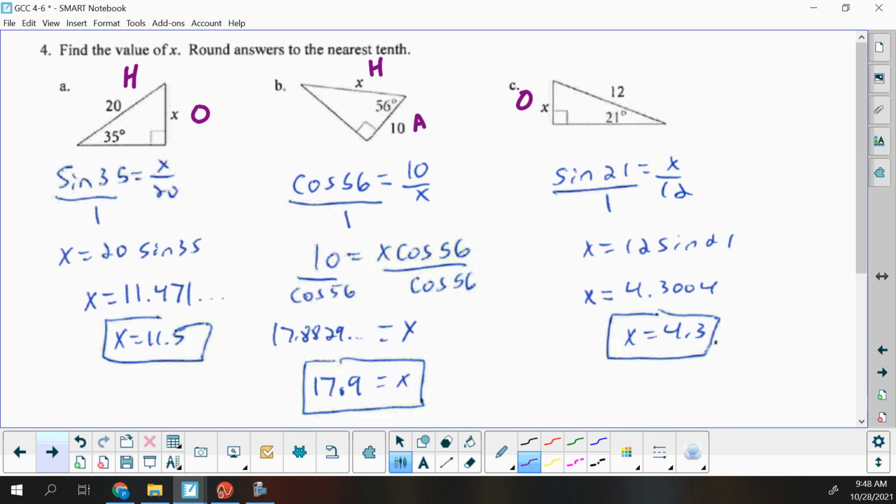From the 21 in C, this is opposite, this is hypotenuse, so we're using sine. So you have x over 12. Cross multiply, x is by itself. When you type it in, you get 4.3 to the nearest tenth.